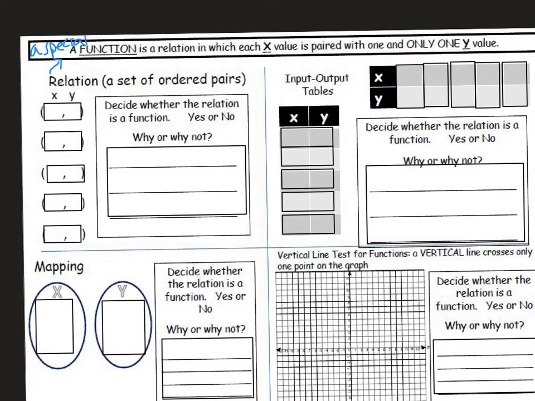Why? Because every single x value is paired with only one y value. So let me go ahead and get my pink. Remember, I'm always going to focus on, there it is, every x value is going to be paired with one and only one y value. Only one y value. Our focus is our x. Okay, so let's take a set of ordered pairs. It doesn't matter what ordered pairs I take.